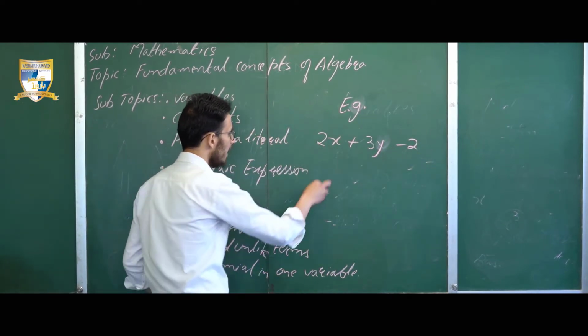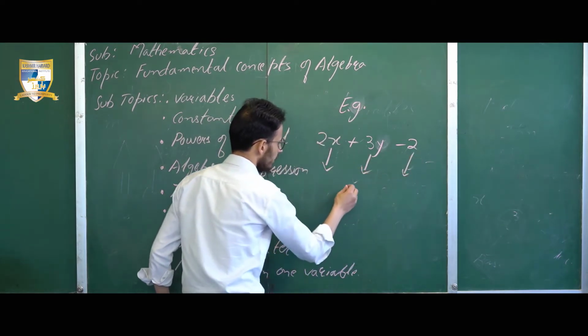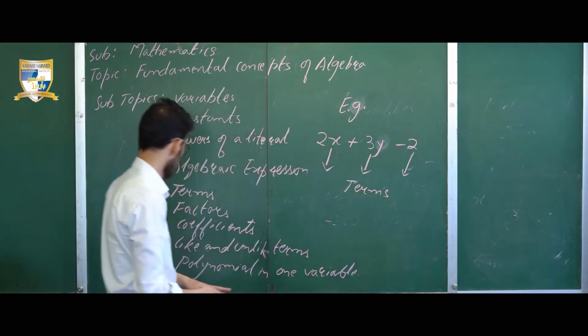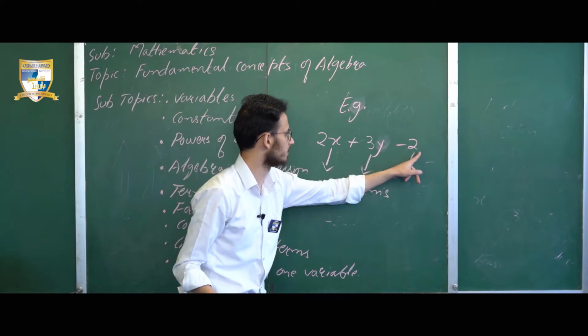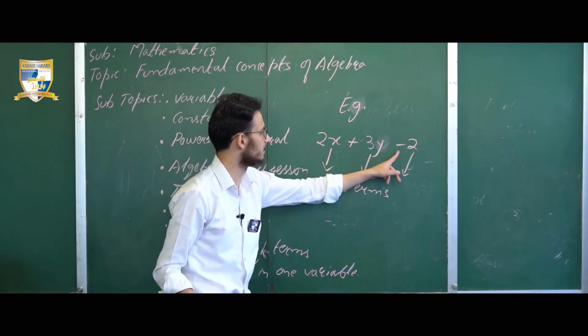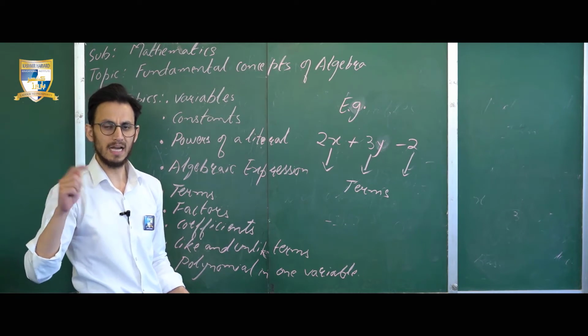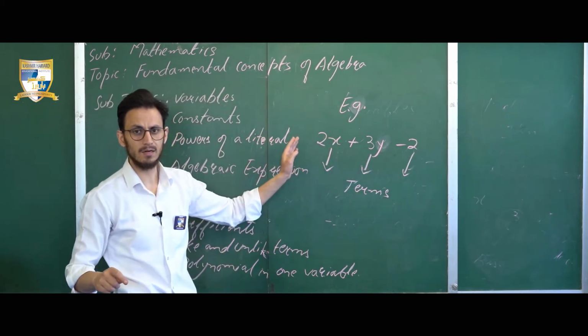So the parts in the algebraic expression are called the terms, which is our next topic. Whenever we see the parts in the expression which are connected with the plus or minus sign, only plus and minus sign can divide a part. The parts can be divided with the help of the plus or minus sign, neither multiplication sign nor division sign.